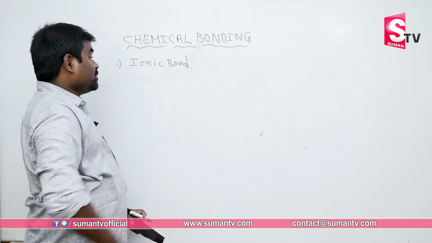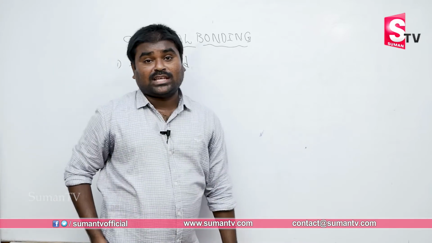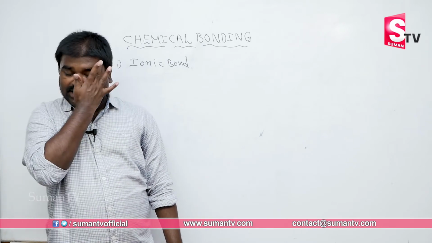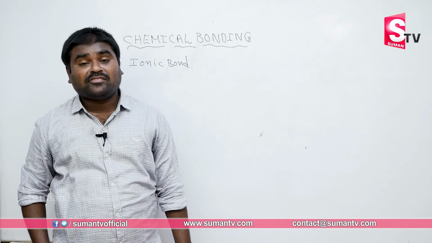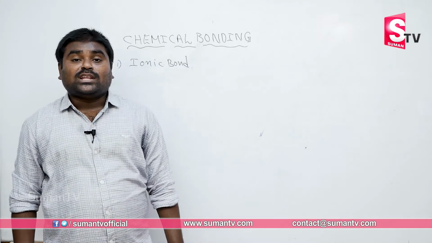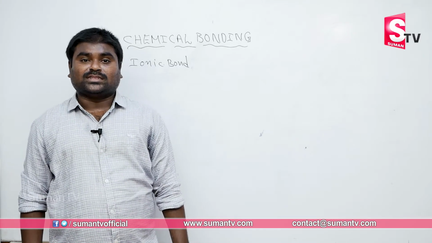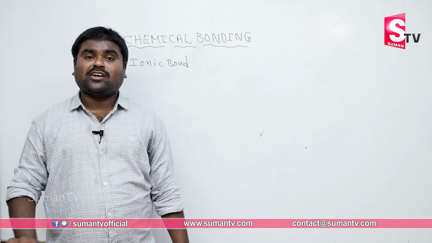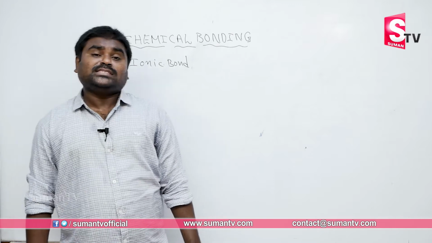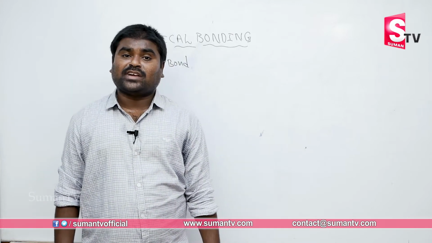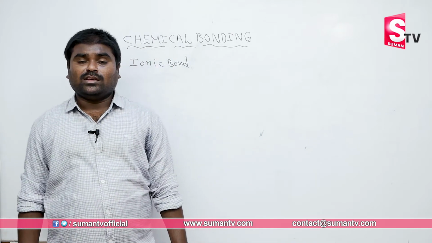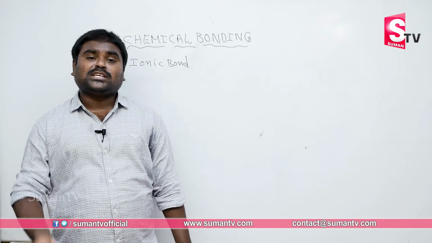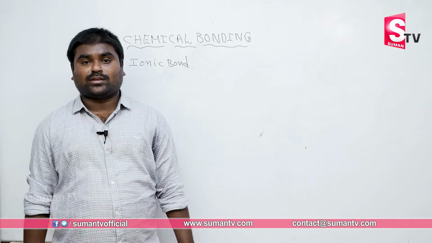What is the ionic bond, children? An ionic bond means the changing of ions, or changing of electrons, or changing of radicals. In between elements, there is a transfer of ions or electrons. Such a process we call an ionic bond.